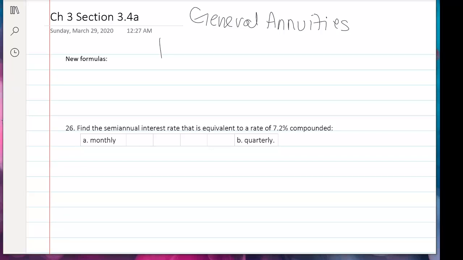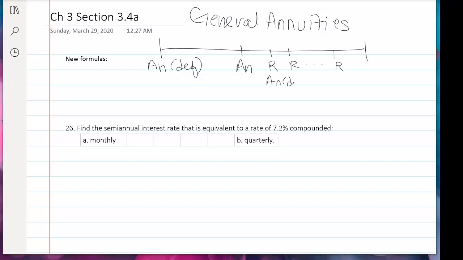So right now we have our giant formula. Over here we have A sub n deferred, and then over here we have A sub n, and then our regular payments start. At the time of our regular payment, that would be our A sub n due. Over here, when the payments end, that's your S sub n. One payment period later would be your S sub n due. And then way over here would be S sub n deferred.